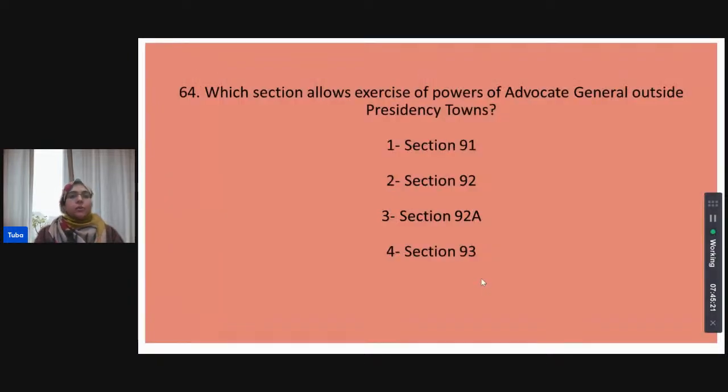Which section allows exercise of powers of Advocate General outside of presidency towns? Is it Section 91, Section 92, Section 92A, or Section 93? So, exercise of powers of Advocate General outside of presidency towns.